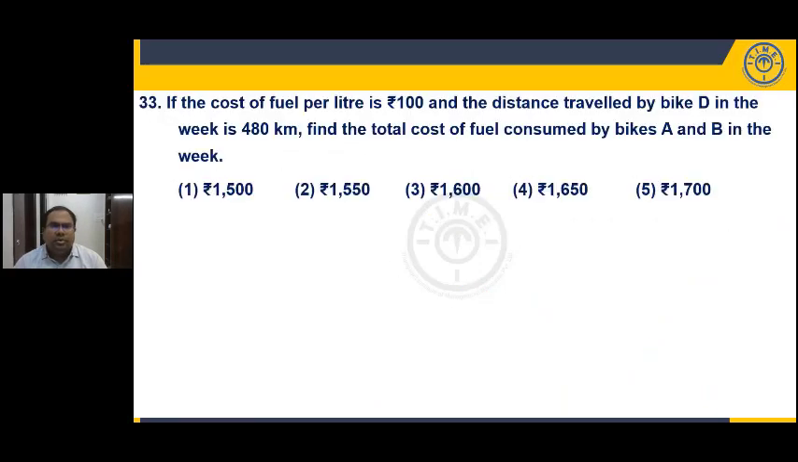Next question. Look at 33. Cost of fuel per liter 100 rupees. Distance traveled by bike D in the week is 480 kilometers. Total cost of fuel consumed by A and B in the week. So D traveled 480 kilometers by 60. So what is the consumption of D? 8 liters.